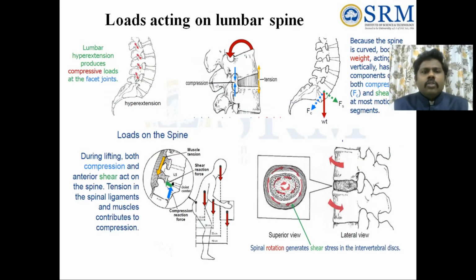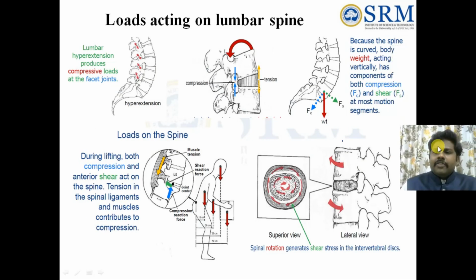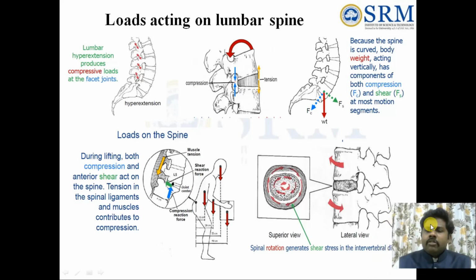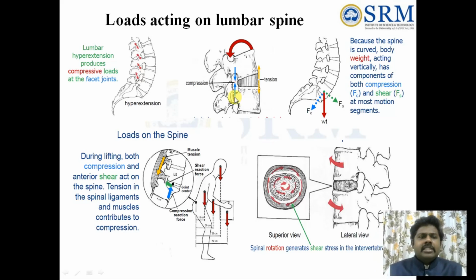Next, loads acting on the lumbar spine. Let us see the different types of loads acting over the lumbar spine. The lumbar spine produces hyperflexion and compressive loads at the facet joint. Suppose this goes beyond the limit of bending, what will happen? These joints which I told you before, this facet, will go for a compression load. We should be careful, because the facet may go for a fracture. That is also possible.